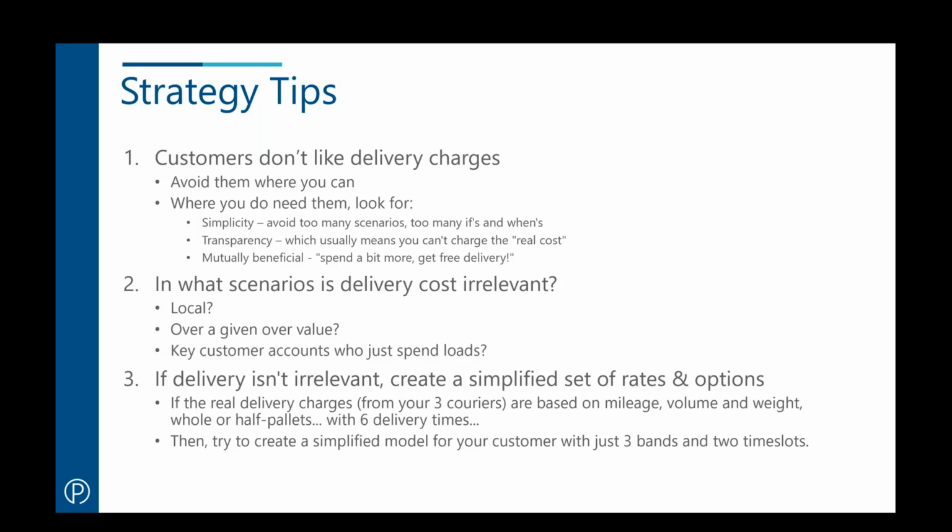So, if the delivery charge from your 3 different couriers is based on mileage, and the charge is slightly different depending on which courier you use on that day, or whether you're shipping whole or half pallets, with 6 different delivery slots. Those options may be important to you, and that fine grain charging may be important to you and to them, but you need to simplify that and create a simplified model that your customer can understand, with maybe just 3 bands and 2 time slots, or even just 1 band. It's £20 in this area, and it's free if you spend a certain amount more.